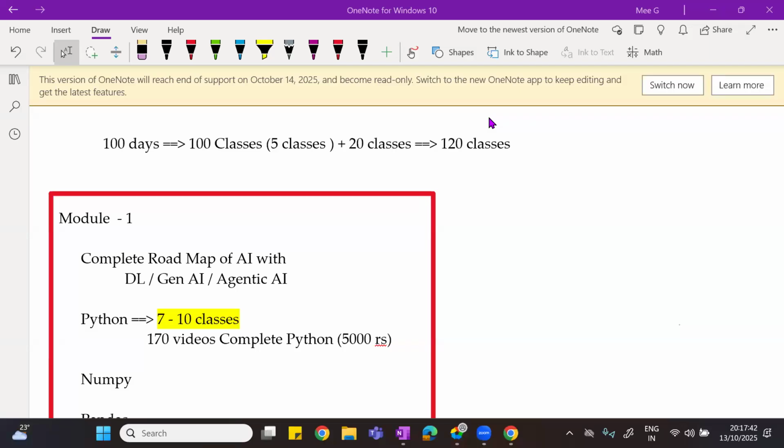Course timing will be 7:15 to 8:30, something like that. 1.5 hour time.